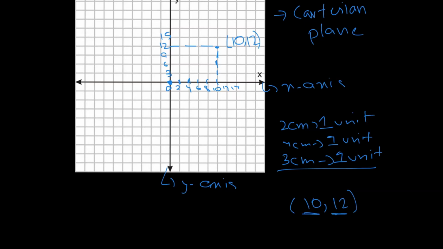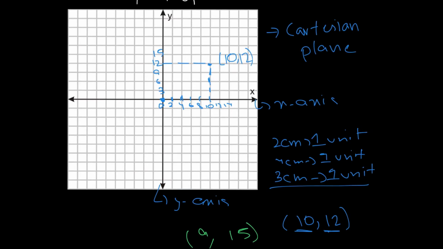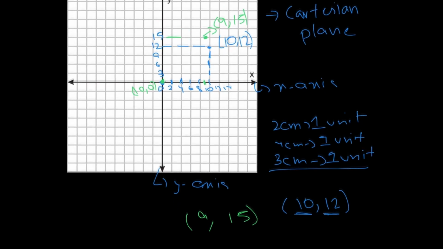Now let's say the examiner tells you to plot a point at 9, 15. 9 must lie somewhere between 8 and 10, so it will lie halfway over here, and then 15 is on this line. So our point will lie somewhere over here, and we can label this as 9, 15. 0, 0 is this point, the origin, because at this point the x-coordinate is 0 and the y-coordinate is also 0. The origin is always 0, 0. It's where the x and y axes intersect.